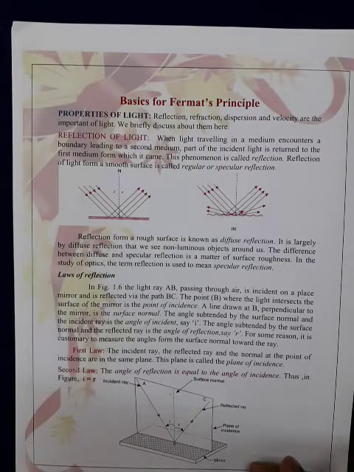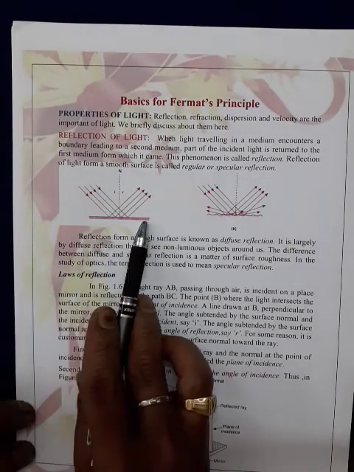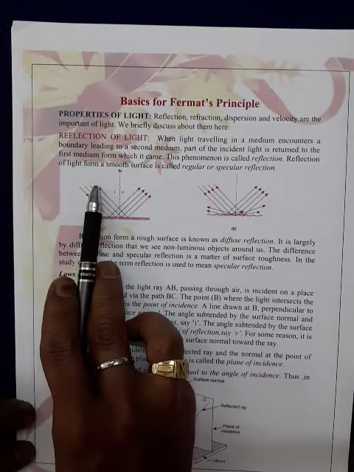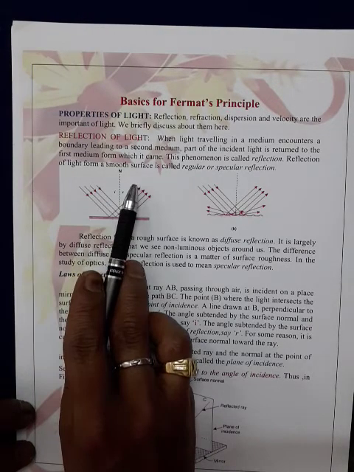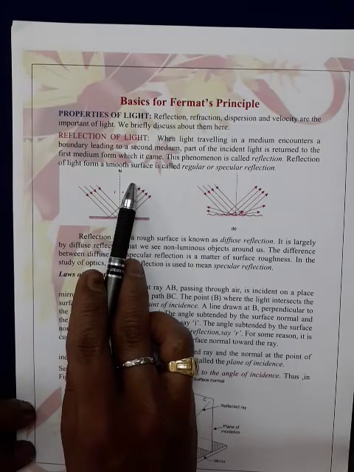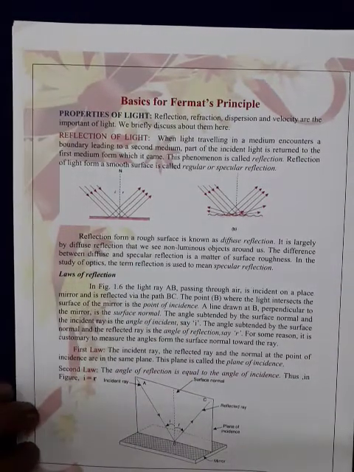That is when the light is going to be incident on the mirror. Here we have to consider that the light which is incident and the light after reflection are both in the same medium. In that case, we can say it is a regular or specular reflection. So, the laws of reflection.